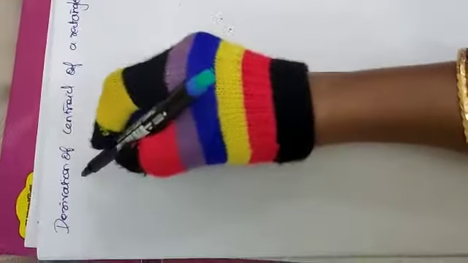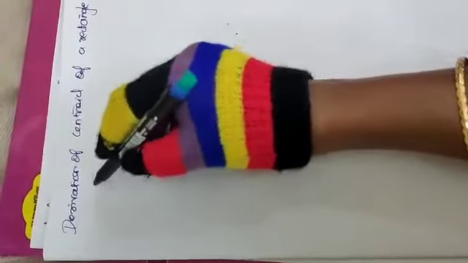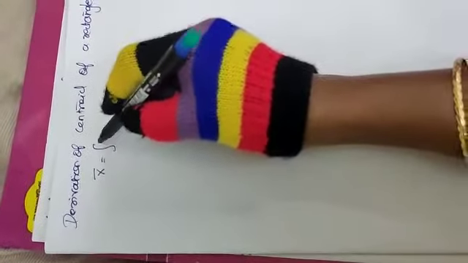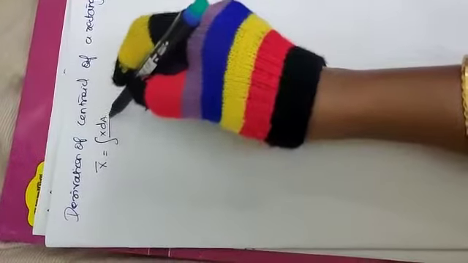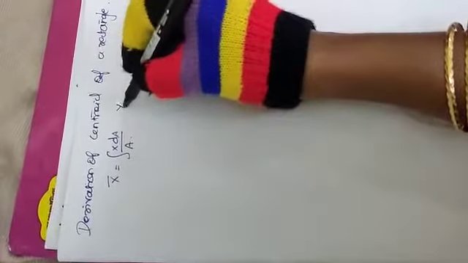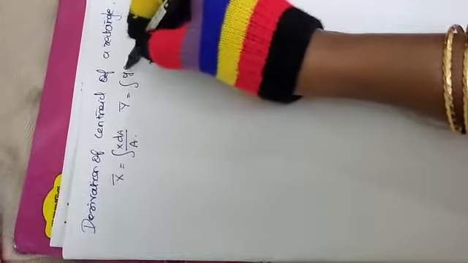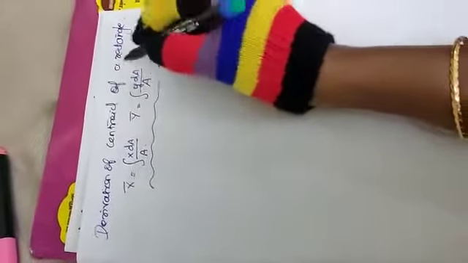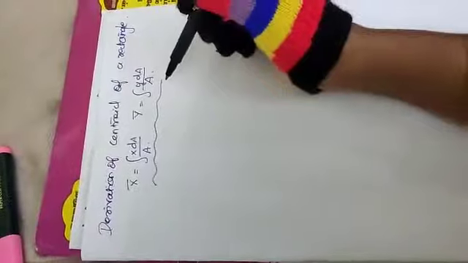Okay, now derivation of the centroid of a rectangle. In the last video we saw that for a plane area, x bar is equal to the integral of x dA divided by capital A, and y bar is equal to the integral of y dA divided by A. This formula you have to use for the derivation, so we need to remember it.